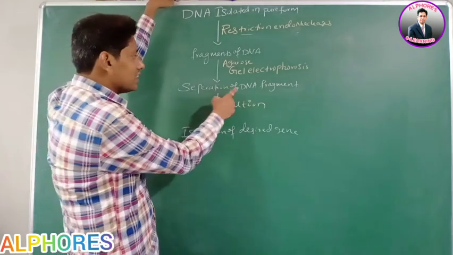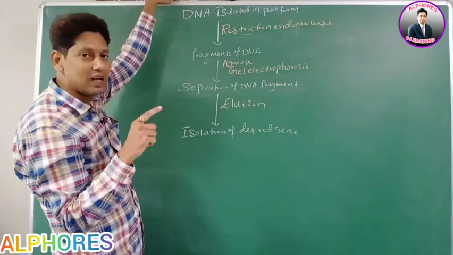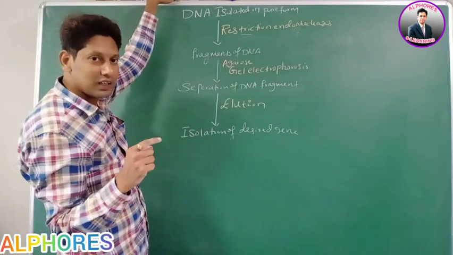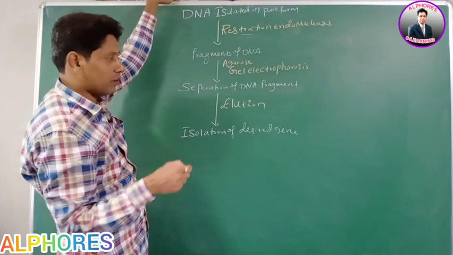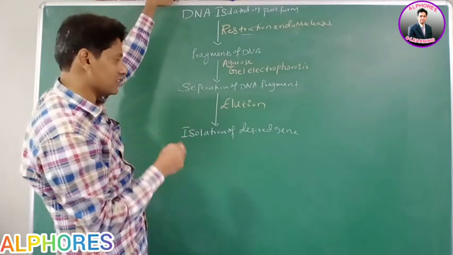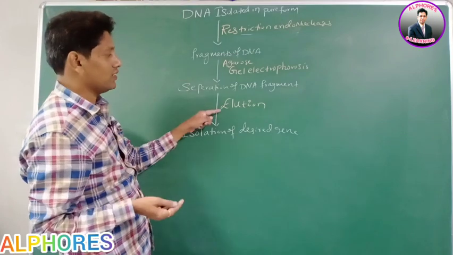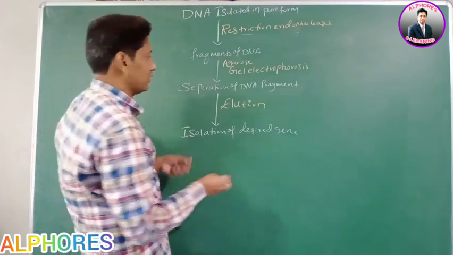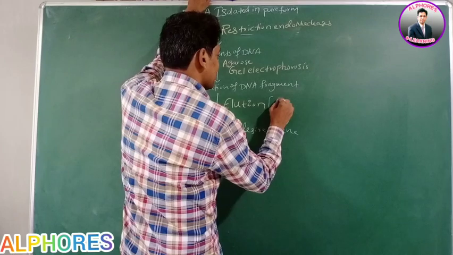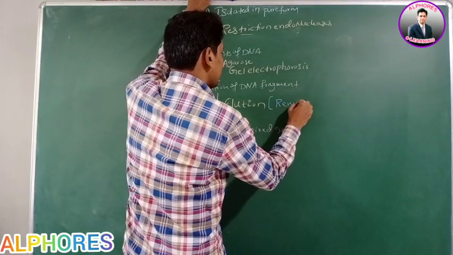Separated DNA fragments are in agarose gel. From that agarose gel, from the separated DNA fragments, the desired gene is isolated. That is called elution. Therefore, what gets removed? The desired gene.